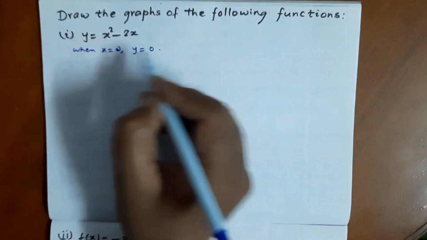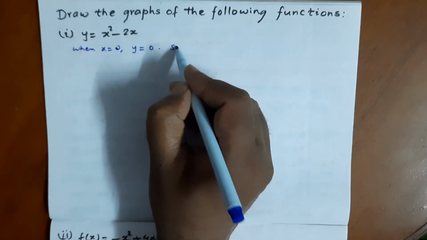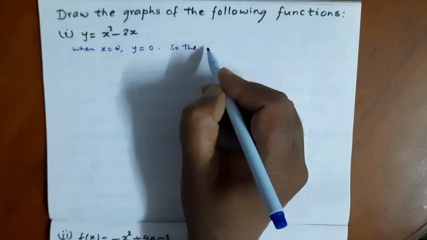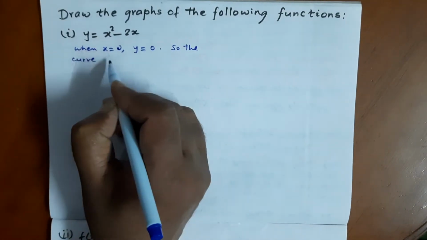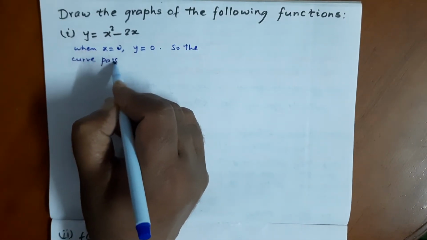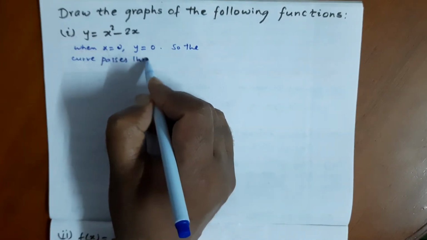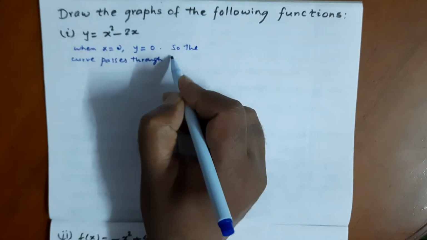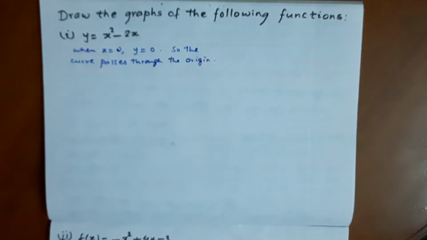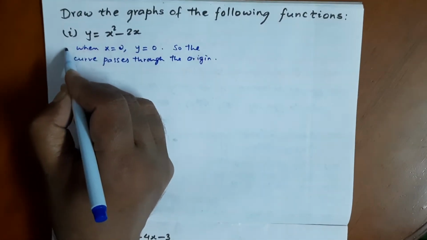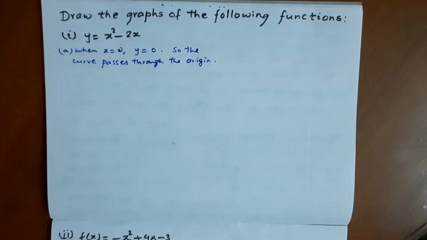So the curve passes through the origin. Okay, so this is one of its characteristics.